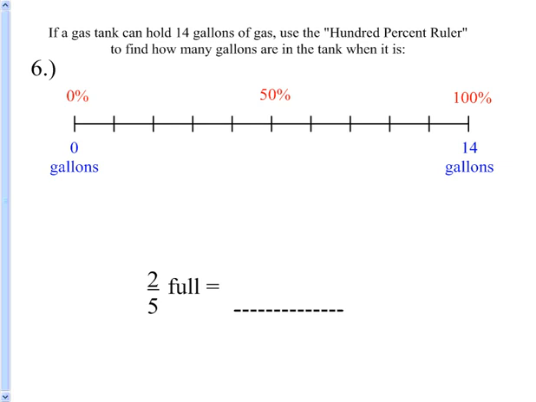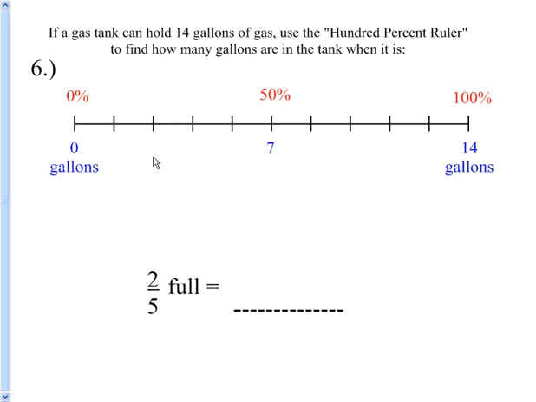At the top, just like in the last problem, we have a percent, 0% over here. This is an empty gas tank, and this is 100% full. Down below, this time instead of students, we have 0 gallons, which is empty, and the total number of gallons possible when the tank is full is 14. Half of that, 50%, is going to be 7, because half of 14 is 7.